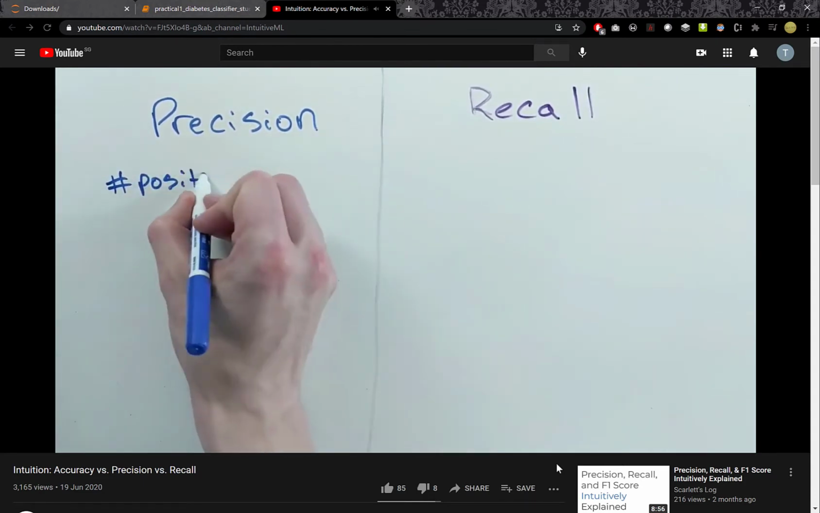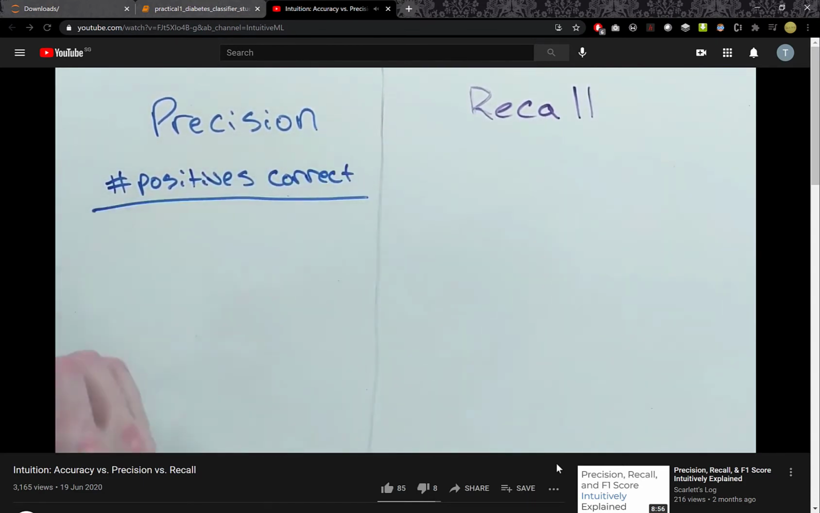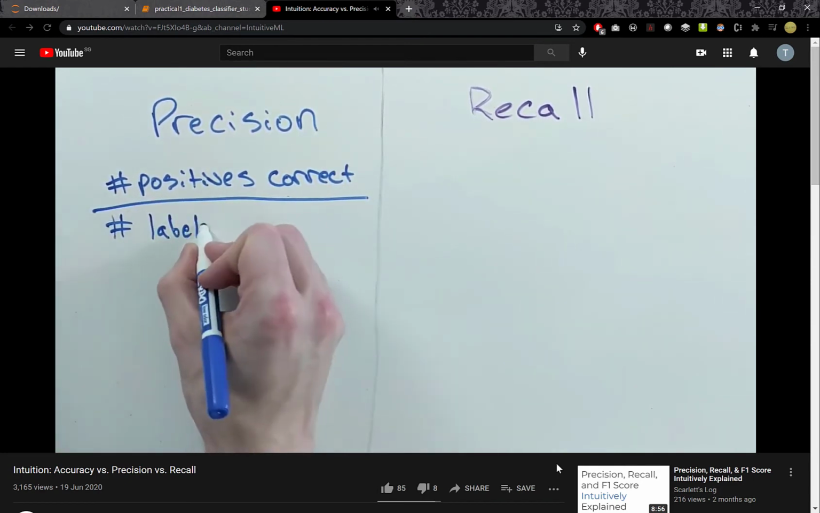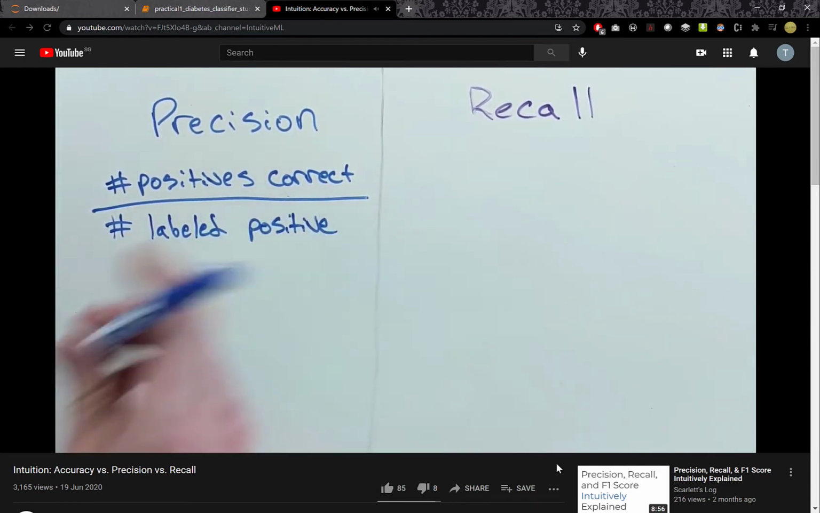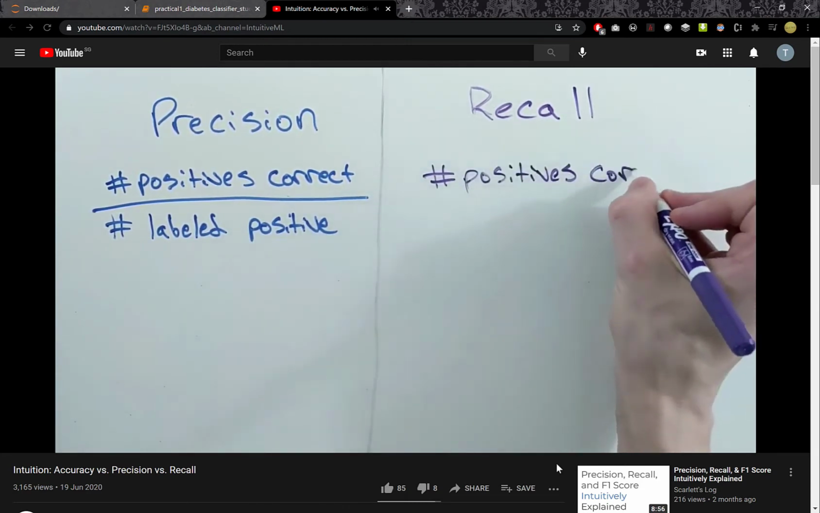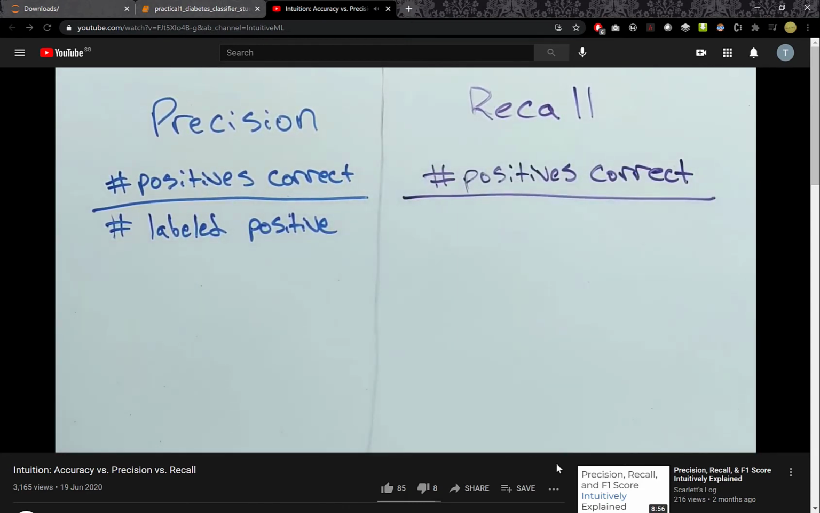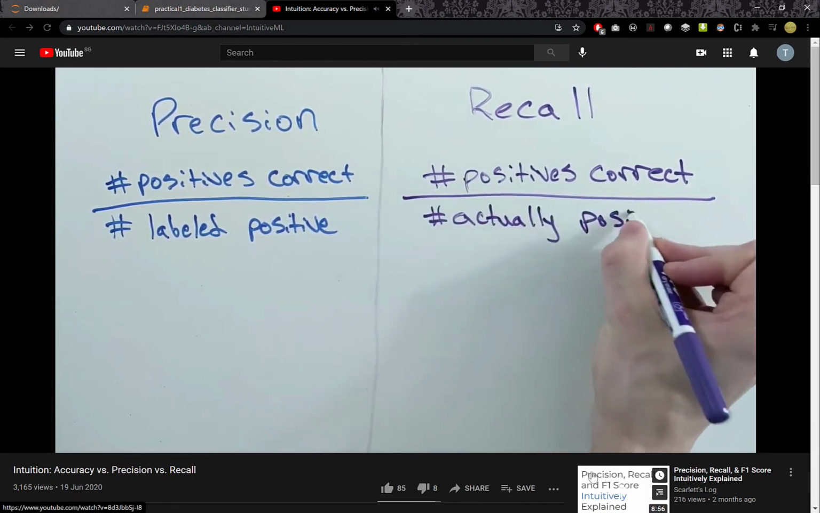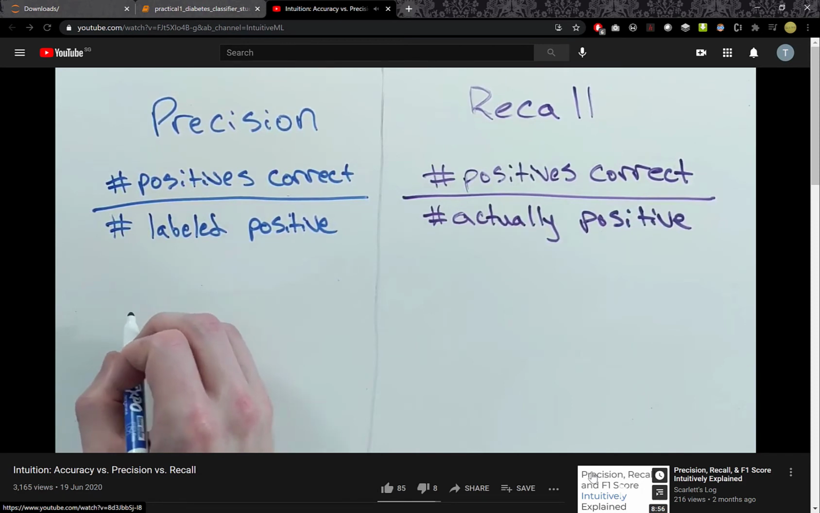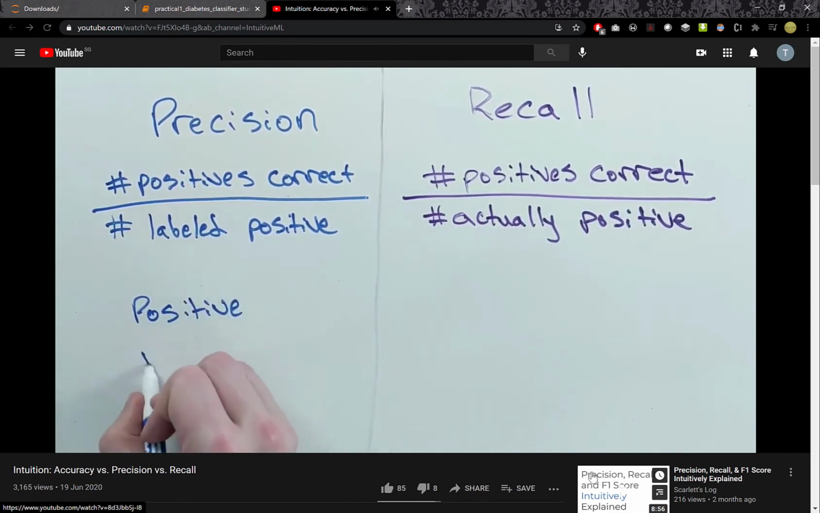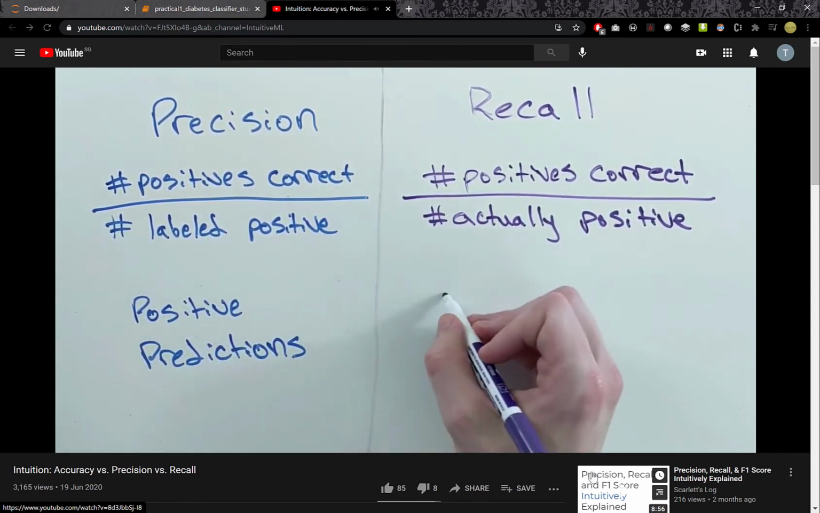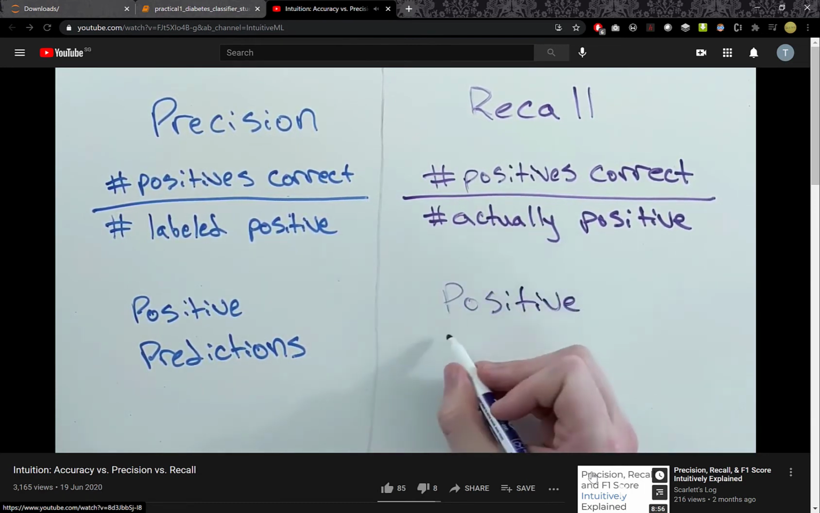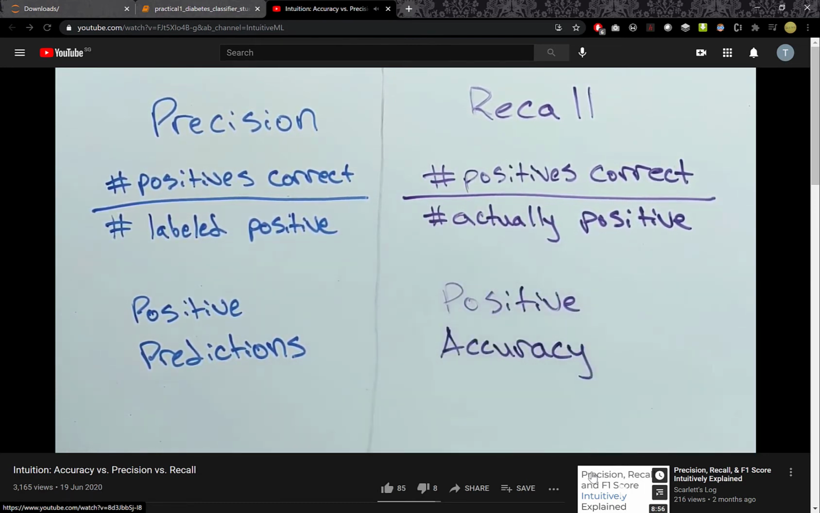Precision is the number of positive examples you labeled correctly over the total number of times you labeled something positive, whereas recall is the number of positive examples you labeled correctly over the total number of times that they were actually positive. You can think of precision as the proportion of times that when you predict it's positive, it actually turns out to be positive, whereas recall can be thought of as accuracy over the positives. It's the proportion of times you labeled positive correctly over the number of times it was actually positive.